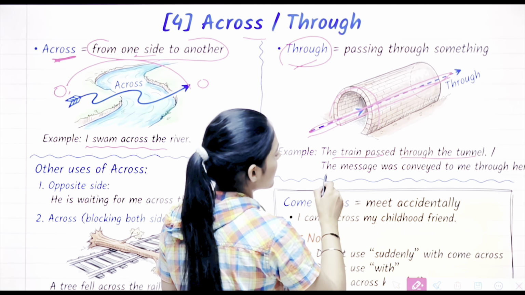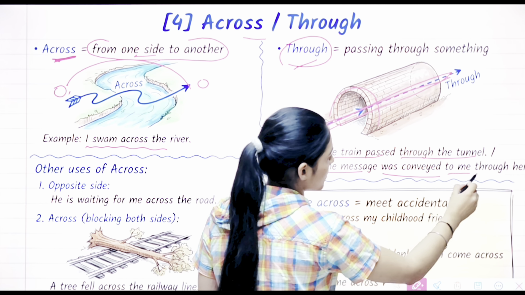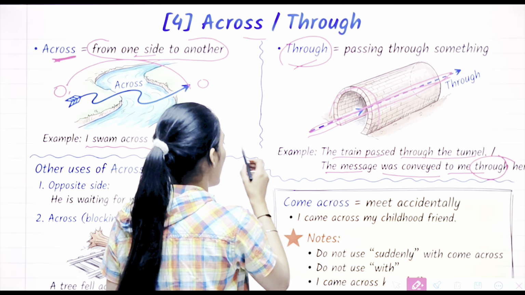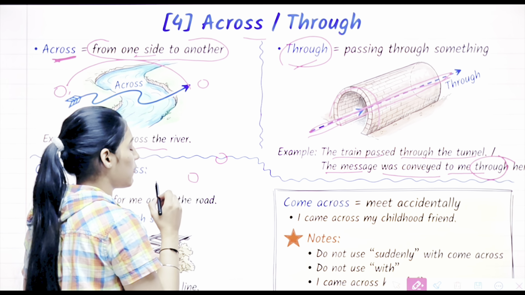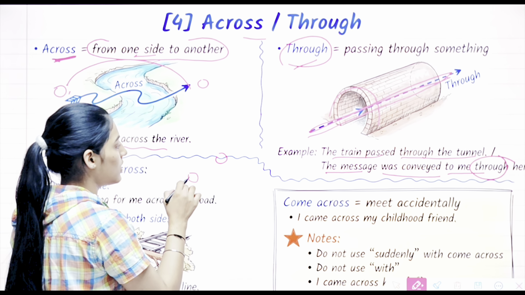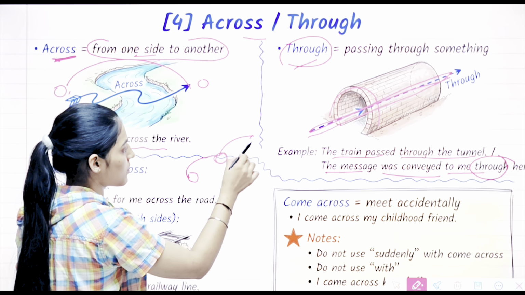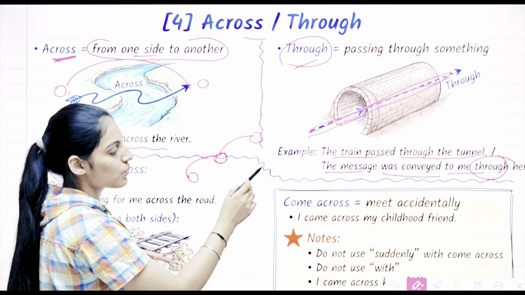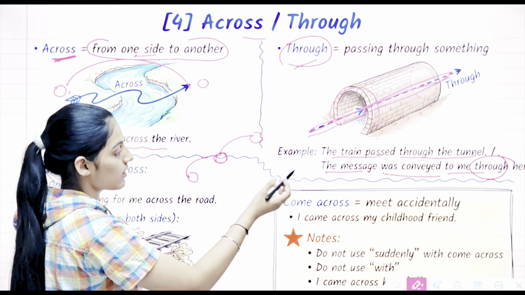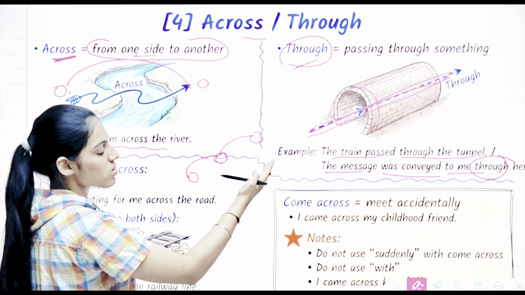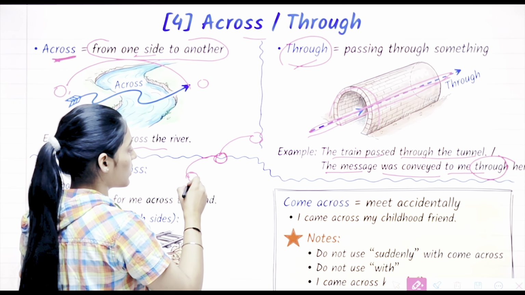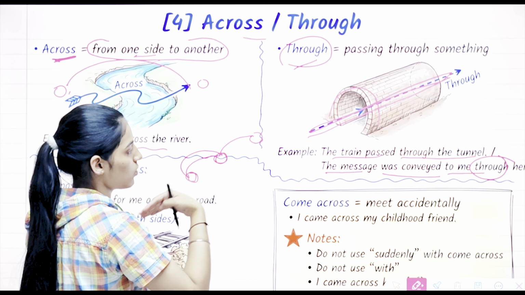And second we have is the message was conveyed to me through her. So here I am here and she gave me a message, and through her the message was given to me, and through me the message was given to someone else. All right, the message was conveyed to me through her. So through her the message was conveyed to me.